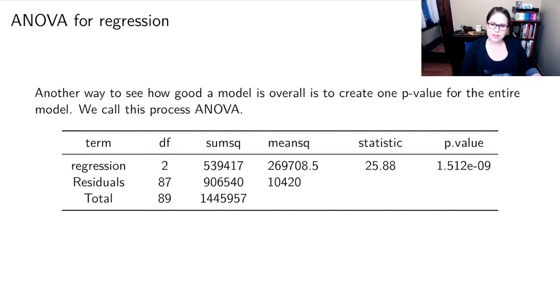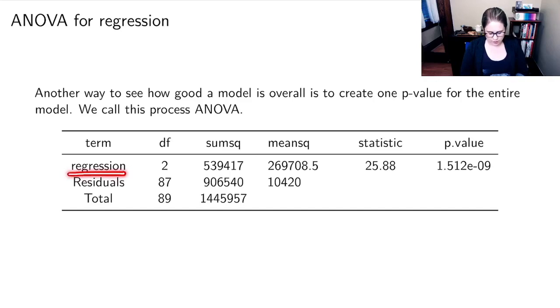Another way to see how good a model is overall is if you can create one p-value for the entire model. And we call this process ANOVA. So we're analyzing the variance, like are we explaining significantly more variance? It's not quite the same as the ANOVA that we did when we were just comparing a lot of means, but it's got similar components. So again, it's one of those places where statisticians shouldn't name things. They've really overloaded the term. But the table looks pretty similar.